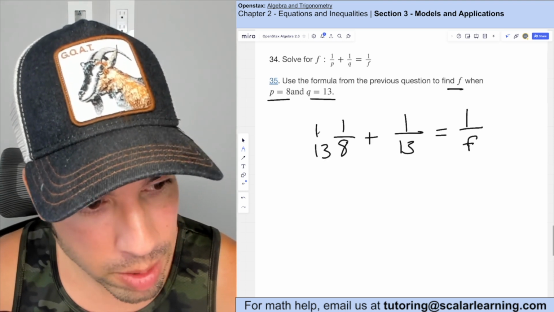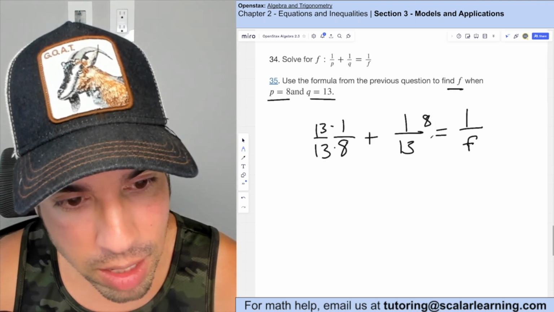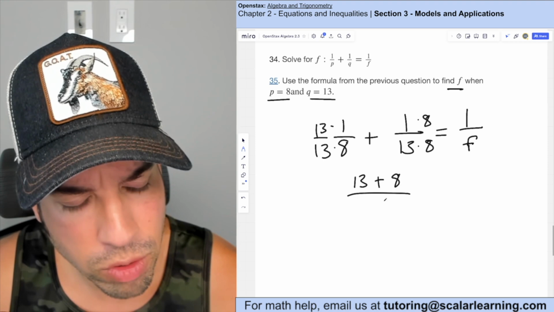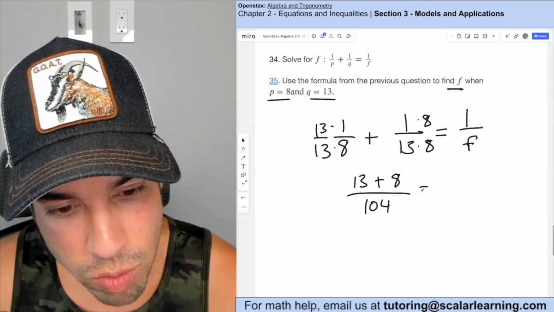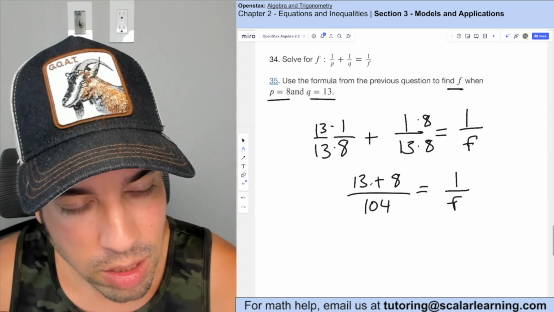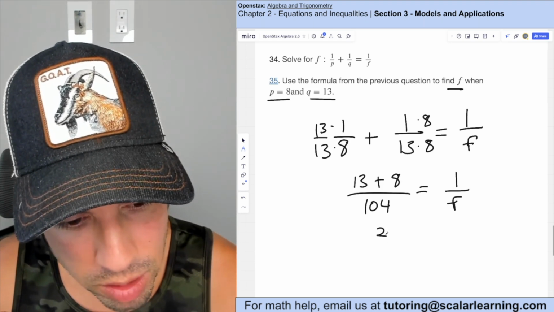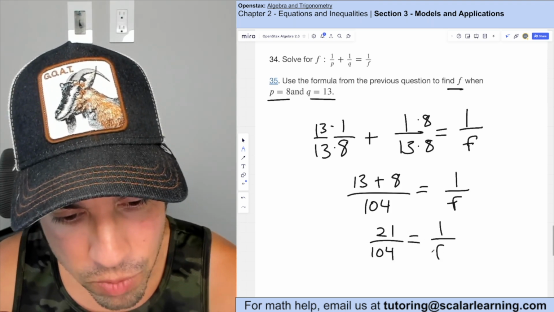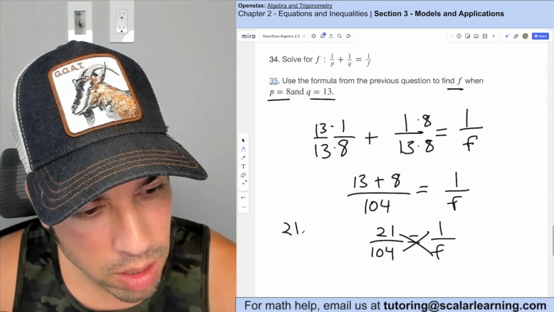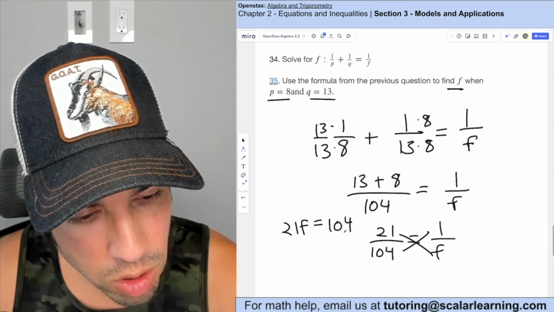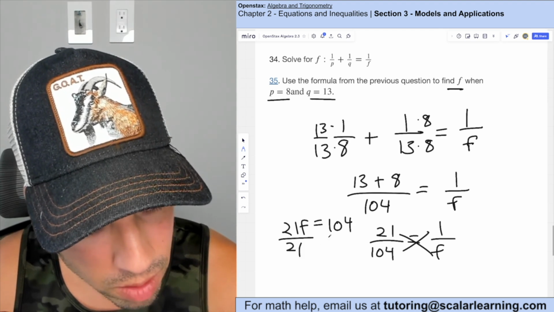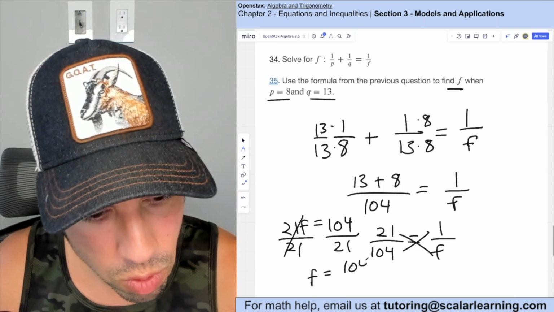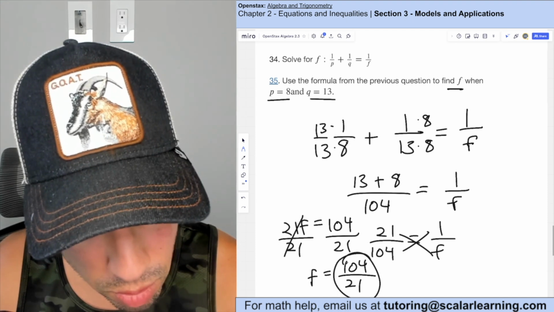So I'm going to multiply this one by 13 over 13, boom, boom, and this one by 8 over 8, like so. Now I've got 13 plus 8 over 13 times 8, which is 104, which equals 1 over f. Of course, 13 plus 8 is 21, and now I got a nice situation because I can cross multiply. I got 21f equals 104. Last step, divide both sides by 21. And the final answer is, of course, 104 over 21. Can't reduce it. Boom, done.